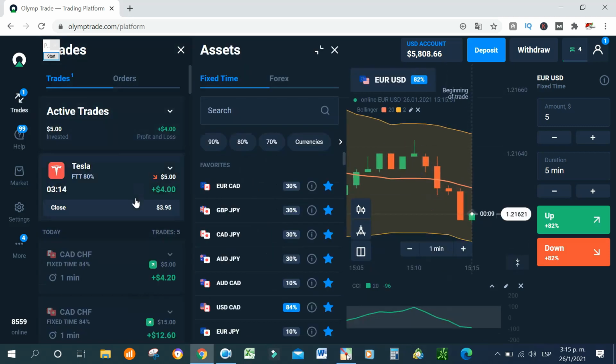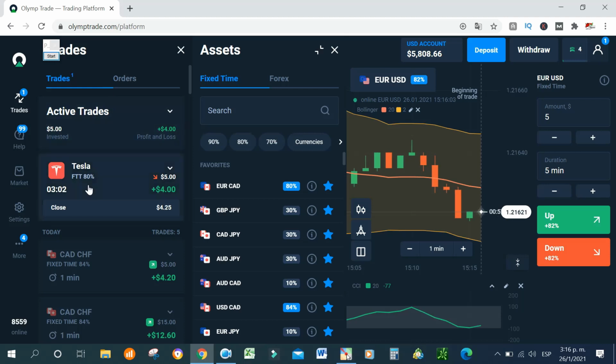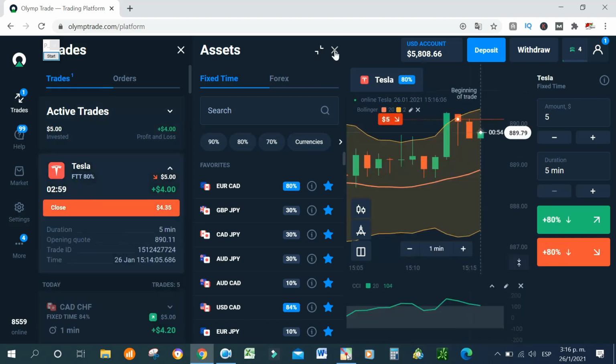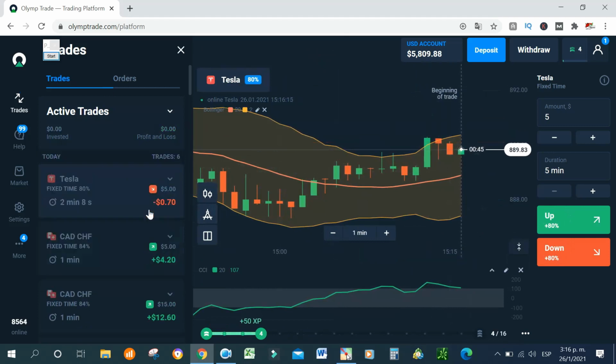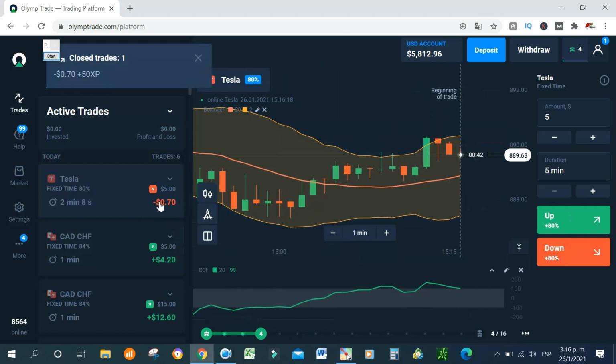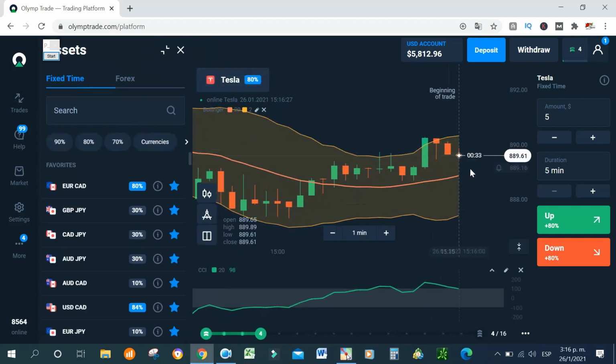So you can see how Tesla is doing. We are still winning. I can close this trade right now. Let me check what Tesla is doing. Alright, we are winning this trade, but I can close it now, and that's what I'm going to do. Yes. Wow. I closed it with just 0.70 cents less. I closed it because of the 5-minute expiration. This strategy works better on 1-minute expiration.